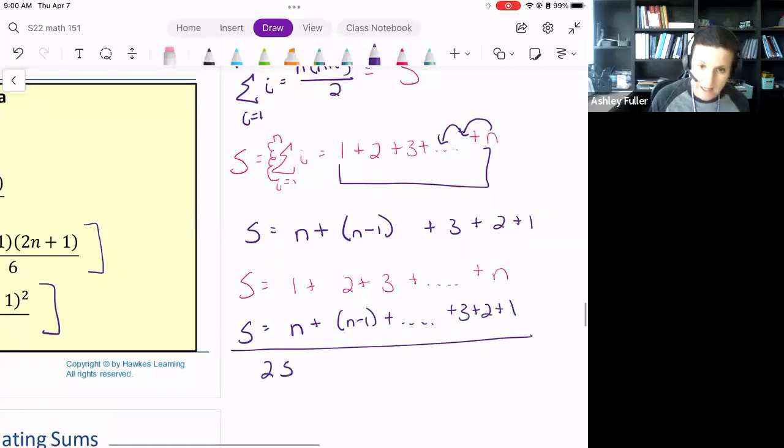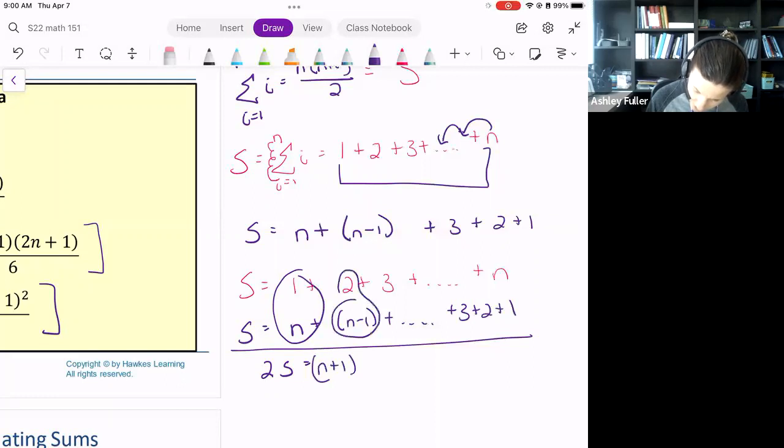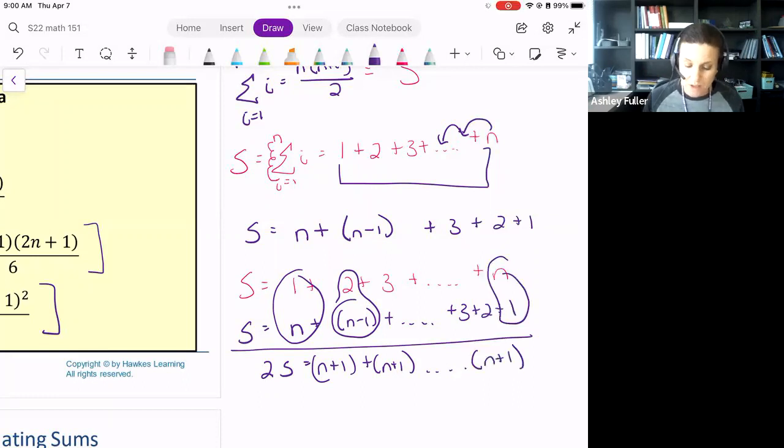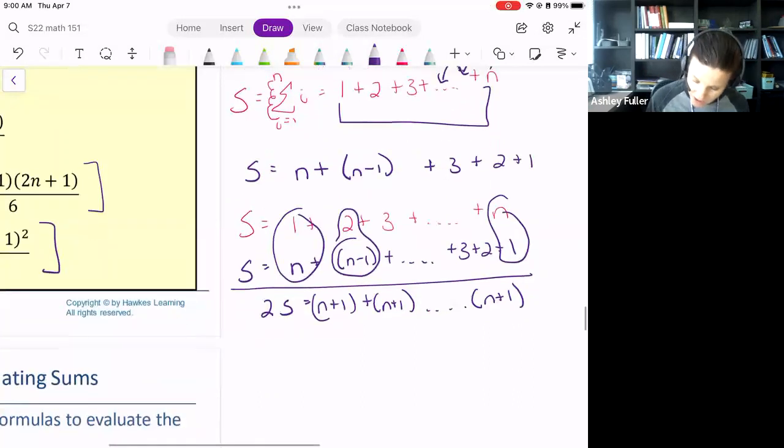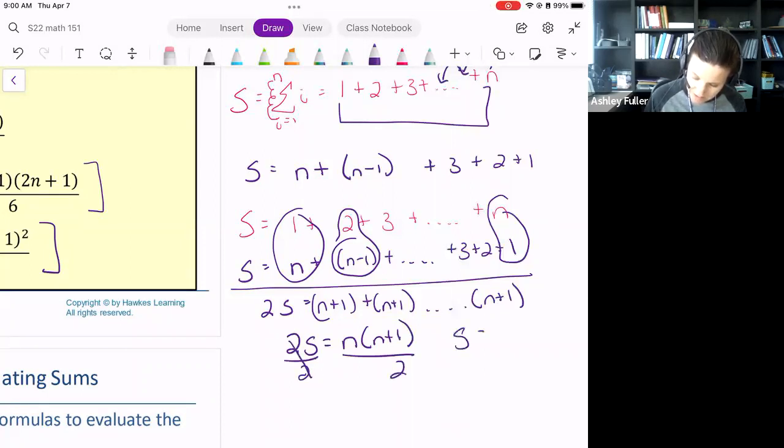Notice I get 2S equals, this gives me n plus 1. These two terms are also going to give me n plus 1, and so on all the way down to here, n plus 1. And that's going to occur n times. So I end up with 2S equals n times n plus 1. And so if I divide by 2, that's where we get that S is n times n plus 1 over 2.